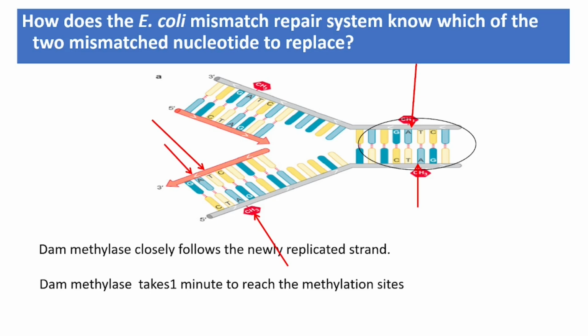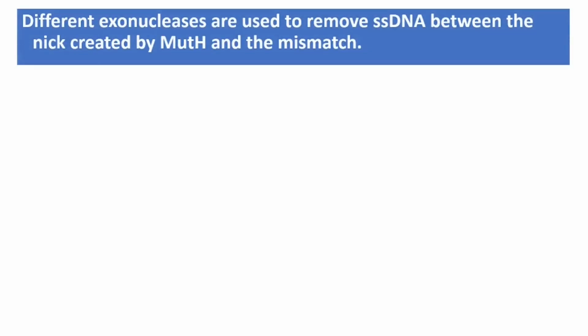E. coli DNA is normally methylated at GATC sites, just like I told you now, but the newly synthesized strand is not immediately methylated. The fact that the old strand but not the new is methylated near the replication fork allows E. coli cells to distinguish the old strand from the newly synthesized daughter strand, which has the mispair. We have seen that different exonucleases can be used to remove the single-stranded DNA between the nick, which has been created by MutH, and the mismatch.